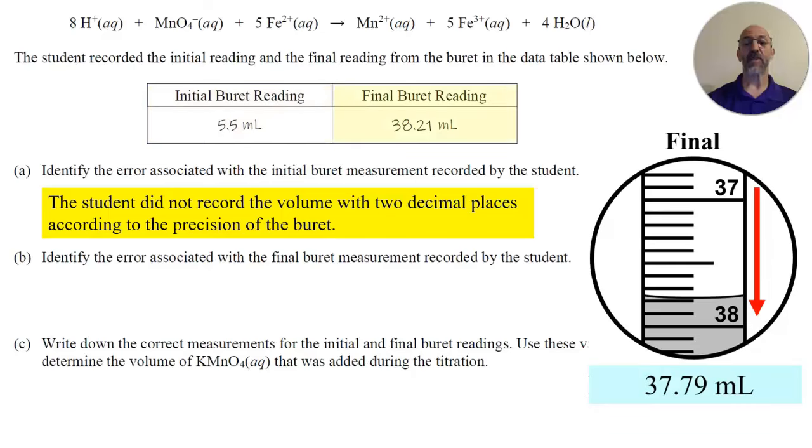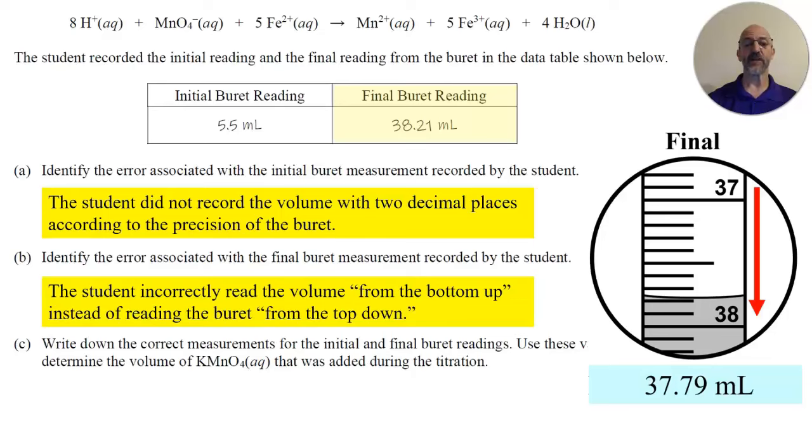I wrote down 37.79 for my volume reading, but the student wrote down 38.21. So another common mistake that can be made by AP Chemistry students is to read the burette incorrectly. So the student incorrectly read the volume from the bottom up. That's why they said 38.21. But the correct volume reading should be from the top down, so 37.79.